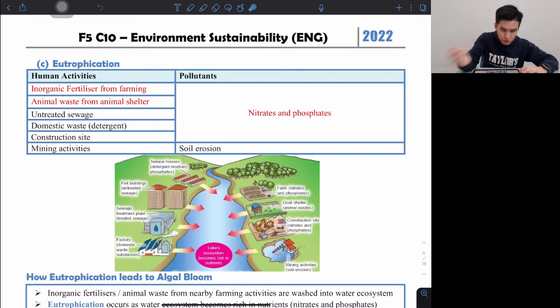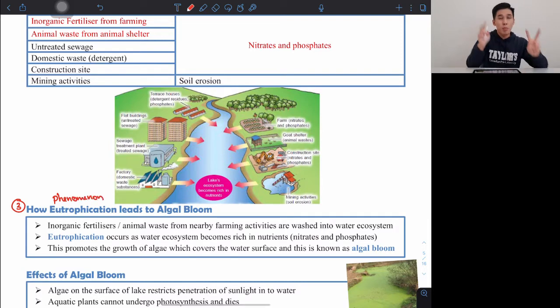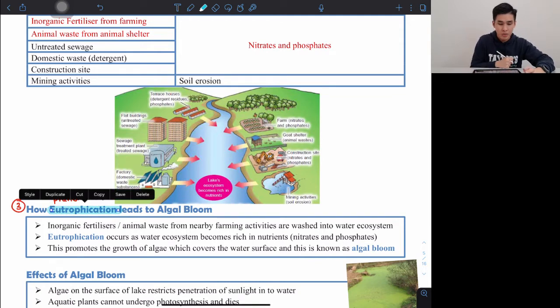And then number three, how the pollutant causes the pollution, or we will say how the pollutant causes the so-called phenomenon. The so-called problem, the so-called threat here, is also known as the phenomenon. So the question may ask, what is the phenomenon? Here, it is called eutrophication. So that is the pollution cause lah.